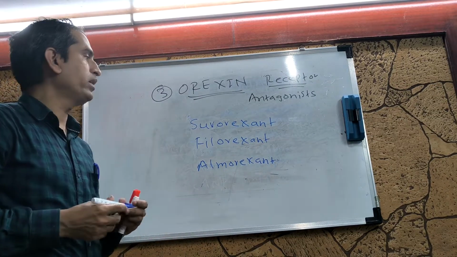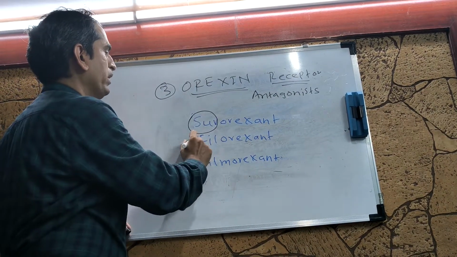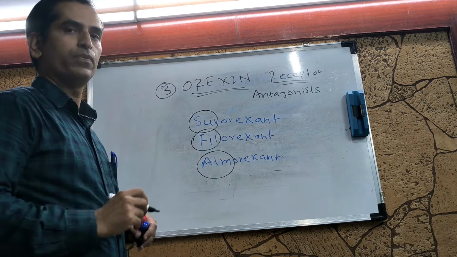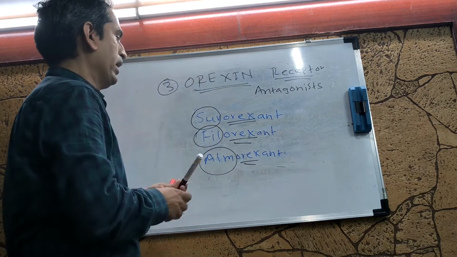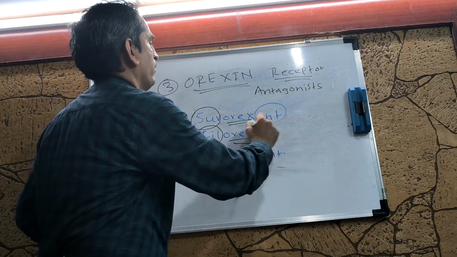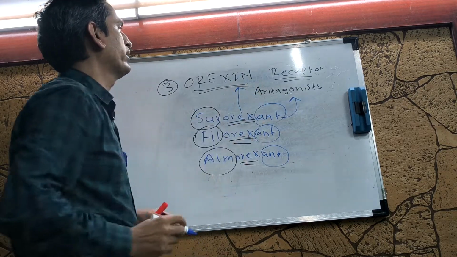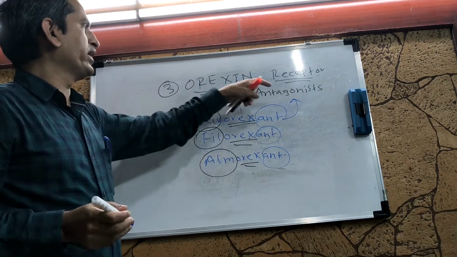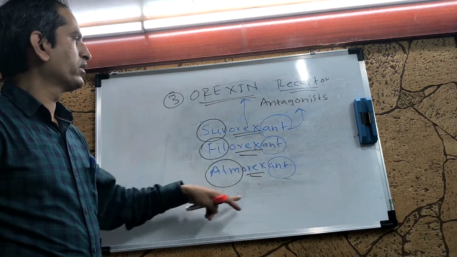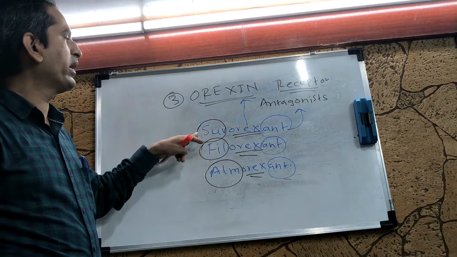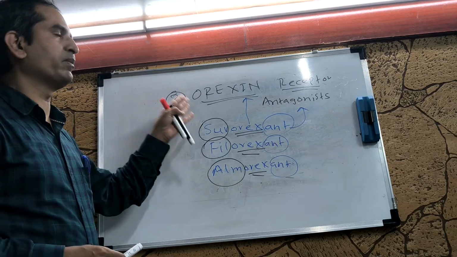Now if you look at the names of these drugs, I will divide the words. I will take out SUV, FIL and ALM. The second part is orex. And the third part is ANT. ANT stands for antagonist and orex stands for orexin receptor. So orexin receptor antagonist examples include suvorexant, filorexant, and almorexant. Their mechanism of action can be remembered by carefully reading the names. These are orexin receptor antagonists used in the treatment of insomnia.